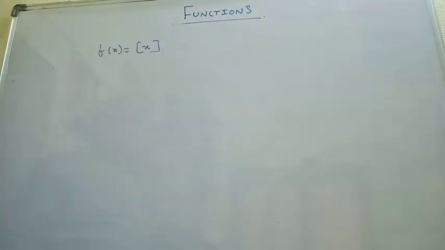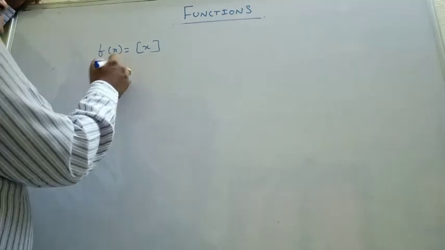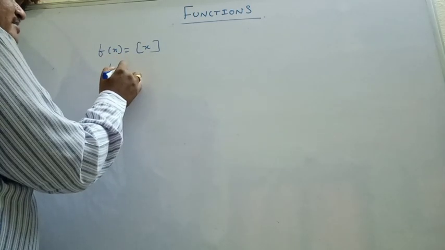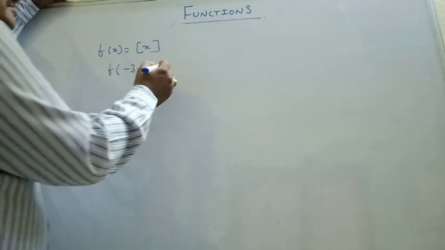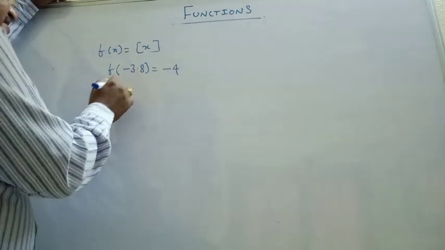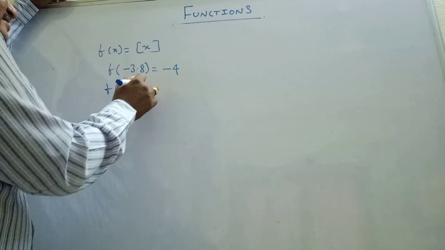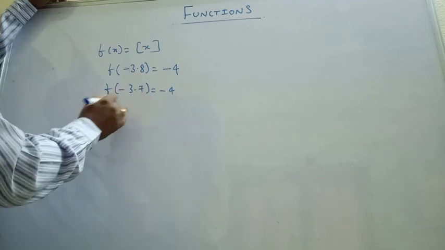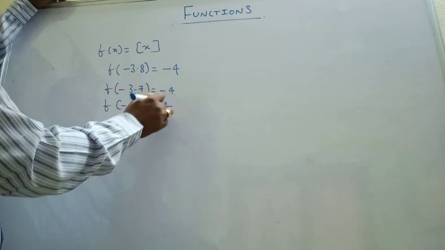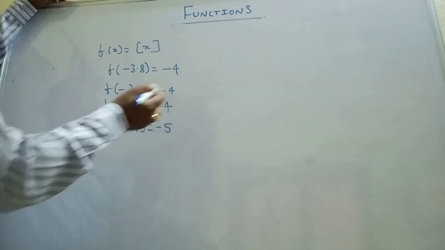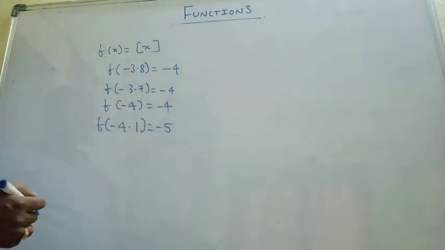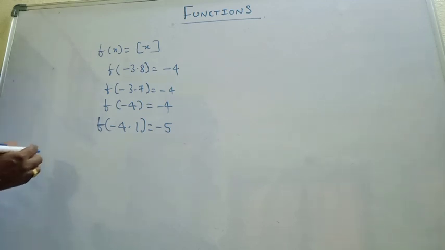Now we have f(x) equal to step x, okay, fine. Even if you take minus 3.8, in these examples the value is minus 4, and f(minus 3.7) is also minus 4. f(minus 4) becomes minus 4 only. f(minus 4.1) becomes minus 5, like this. Right, what will be the domain? What we have observed here is the domain of this greatest integer function.